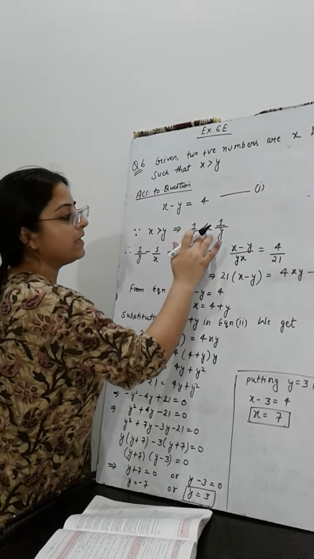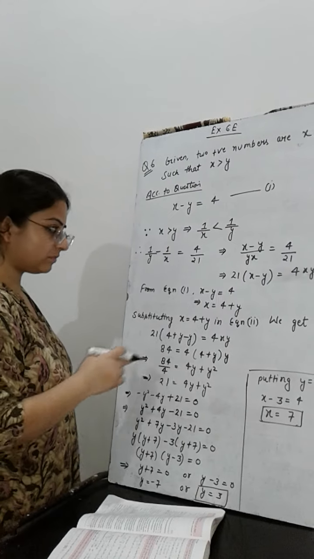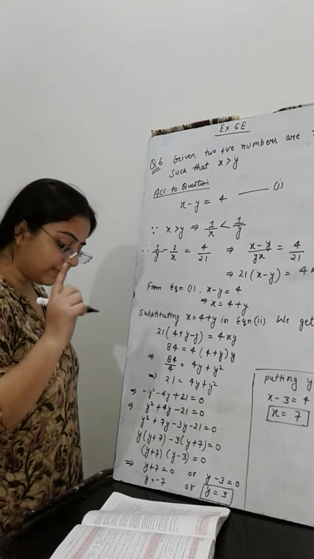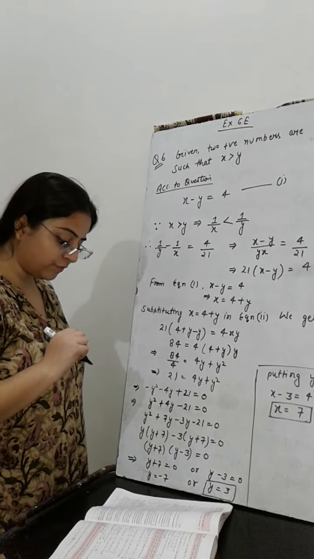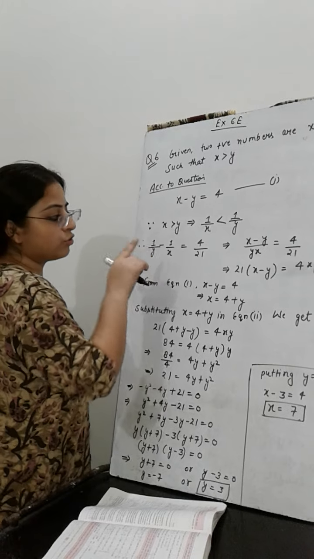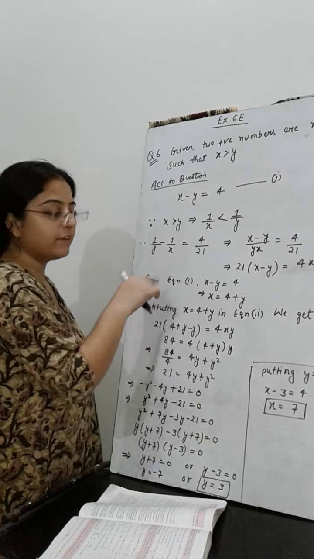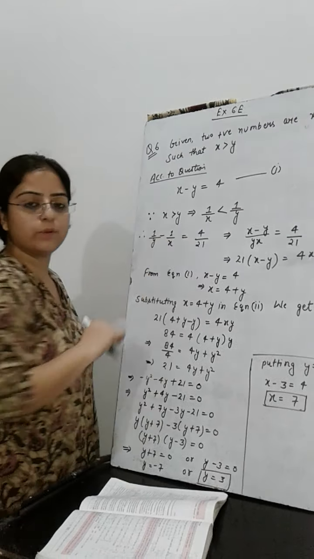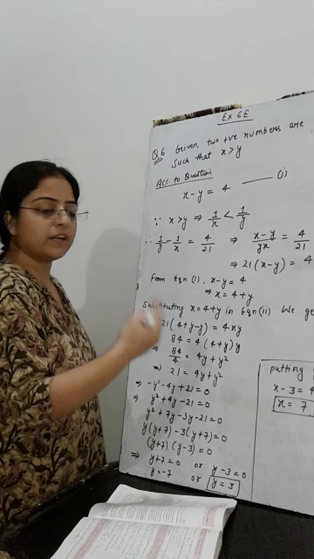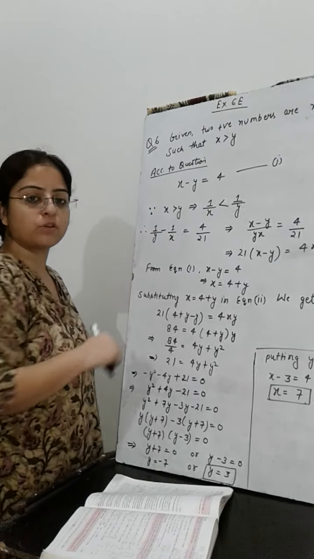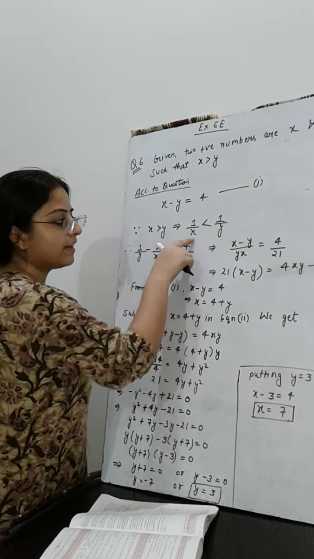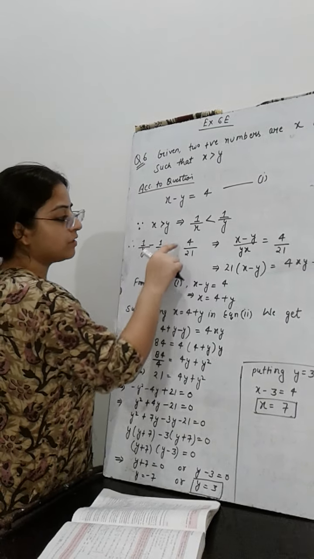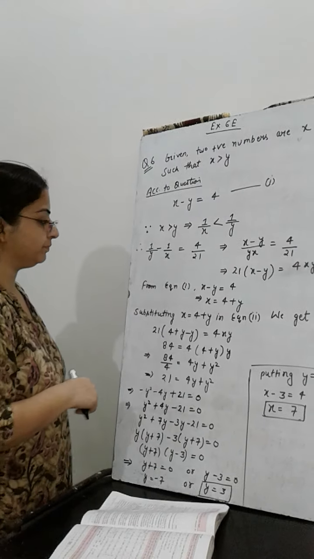1 upon x will be less than 1 upon y. Now the next statement given in the question is that the difference between their reciprocals is 4 upon 21. Since the difference is positive, it means that 1 upon y minus 1 upon x will be equal to 4 by 21. जब हम बड़े नंबर में से छोटे नंबर को माइनस करते हैं तभी हमारा डिफरेंस पॉजिटिव आता है. Since 1/y is greater than 1/x, therefore the difference will be 1/y minus 1/x equals 4/21.